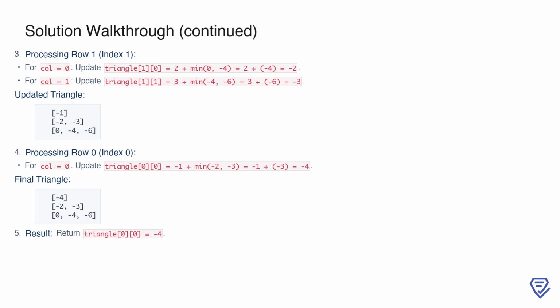Finally, we process row 0. At column 0, triangle[0][0] is updated to -1 plus the minimum of -2 and -3, resulting in -1 plus -3 equals -4. The triangle is now reduced to a single value at the top: -4, -2, -3, 0, -4, -6. The solution for this example is triangle[0][0], which is -4.